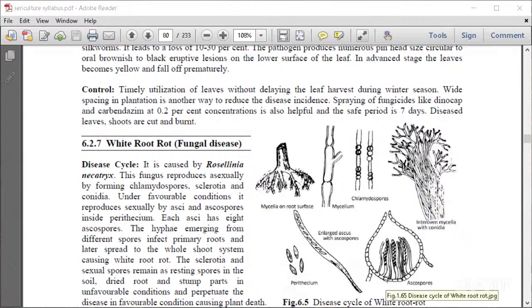And 8 ascospores. The hyphae emerging from the spores infect the primary roots and later spread to the whole root system, causing the white root rot. The sclerotia and the sexual spores remain as resting spores in the soil, dried roots and stump parts in unfavorable conditions. The favorable condition for the disease leads to the death of the plant.